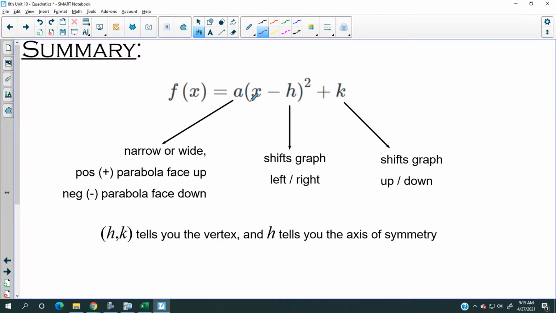this one here, again, doesn't really change anything. This one here, the leading coefficient, tells you whether the graph is narrow or wide. So the higher the number, the narrower it is. And then positive, negative, same thing.